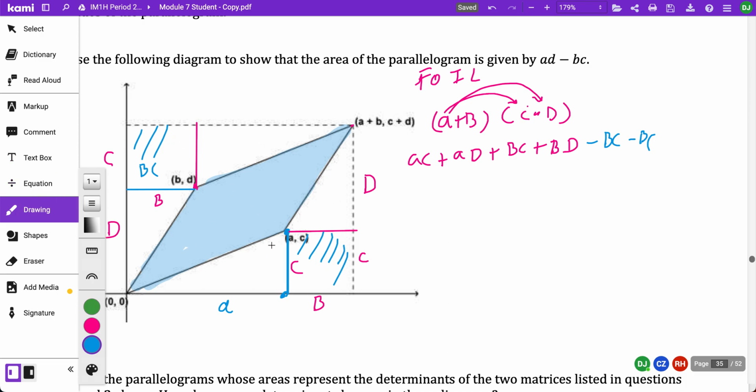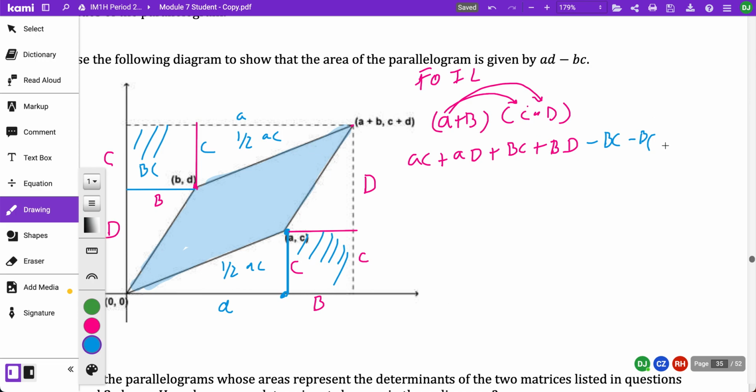Now I have these four triangles. Well, let's see. This triangle, this has a base of C and a height of A. So the area of this triangle is 1/2 base times height, so 1/2 A times C. And over here, this also, the area of this triangle is also 1/2 base times height, 1/2 A times C.